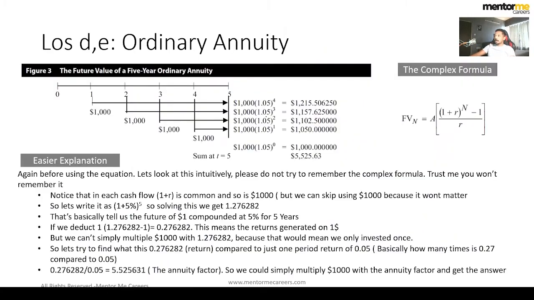Now this might seem very complex, but let's come back to basics. It's not necessary that you really have to learn this formula. I personally, in the practical world, would not use this formula, because all we need to do is find out the future value of an ordinary annuity. That means there is a recurrence of a cash flow at each period.